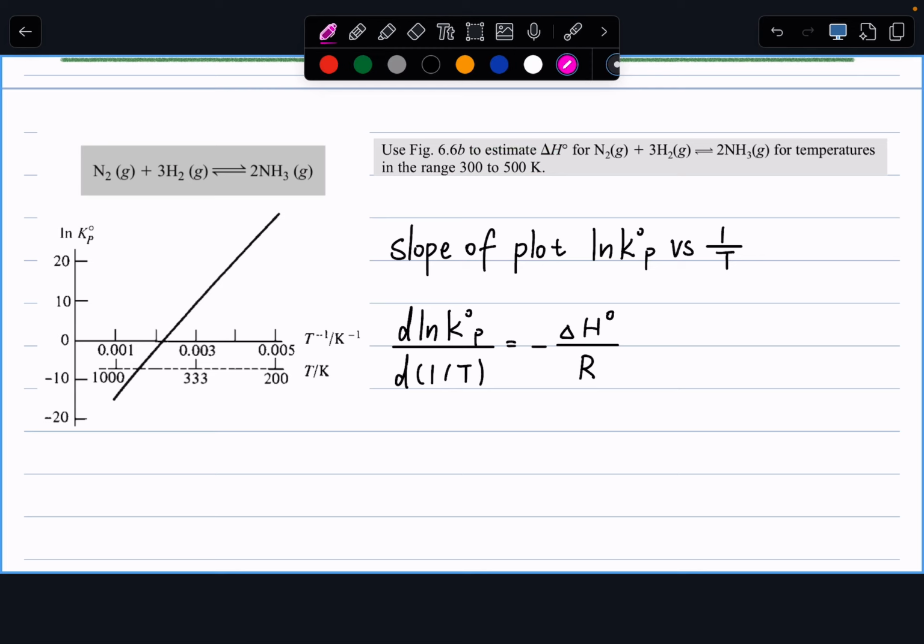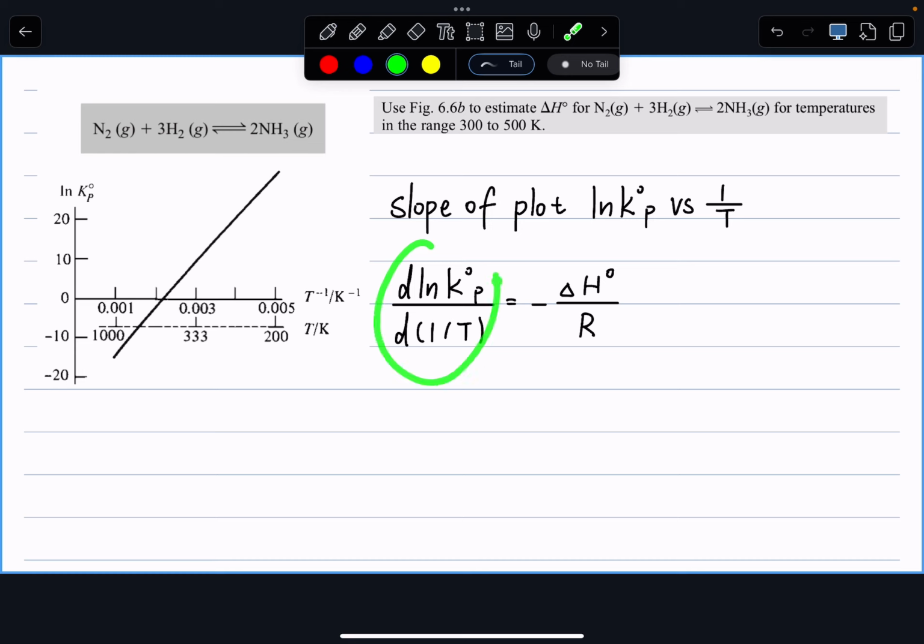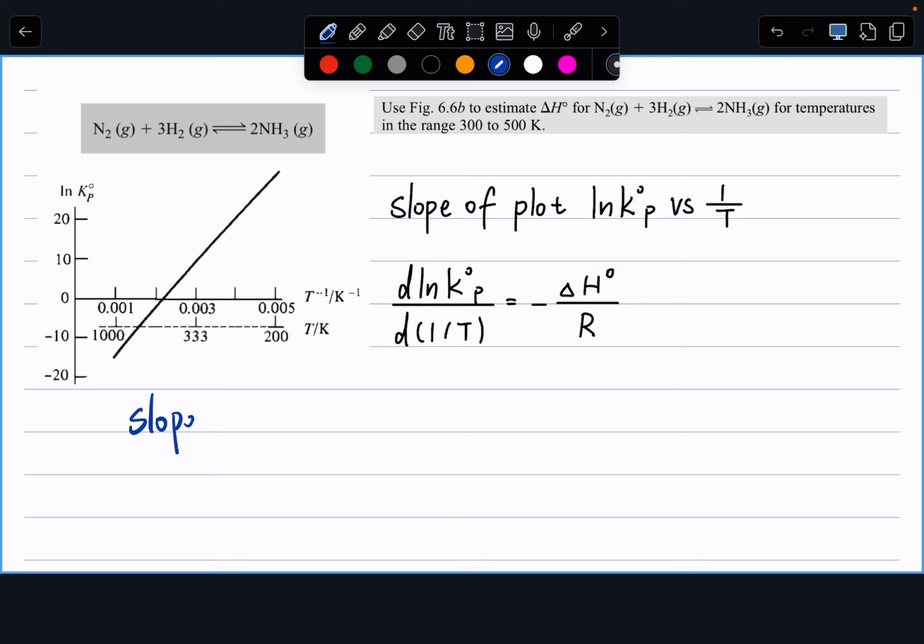In this question, we know that taking the differential of ln Kp naught over 1 over T, with ln Kp naught on the y-axis and 1 over T on the x-axis, the slope of this curve will equal negative delta H naught over R. So effectively, the question just asks us to find the slope of the line where the y-axis is ln Kp naught versus 1 over T. This is just a straight line, and you can calculate the slope however you like.